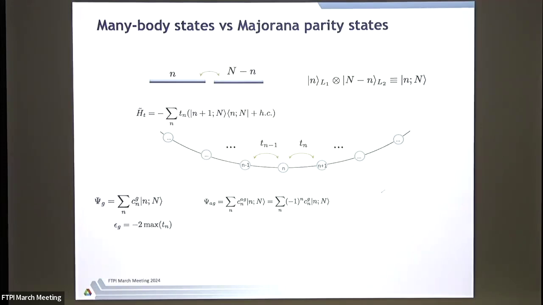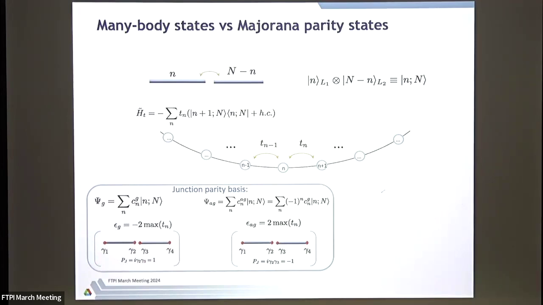I can also construct the anti-ground state, which differs just by alternating sign changes. So if this is a zero phase, this is like a pi phase between the adjacent amplitudes. The energy is going to be at the other side of the spectrum. And indeed, by tracking how these energies change with the strength of tunneling, you can identify them with the Majorana situation. So this state corresponds to the even parity of Majoranas, and this state corresponds to the odd parity of Majoranas. You can think of these as your junction basis. If I create two wires, I can either be in the ground state or the anti-ground state, just like with the Majoranas.